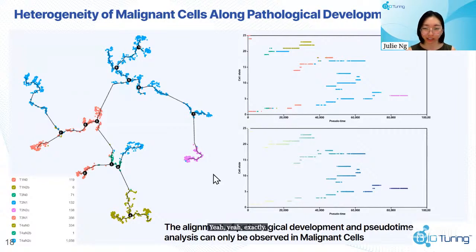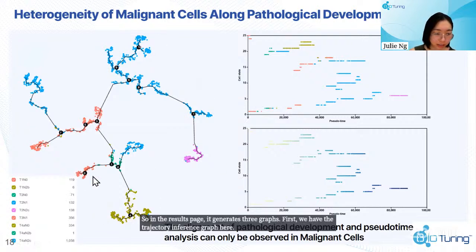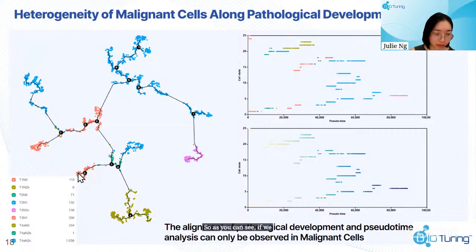So in the results page, it generates 3 graphs for us. We have the trajectory inference graph here. As you can see, if we chose this little cluster here, this is cell state 0, and then it defines a new cell state as the gene expression of these clusters of cells proximal to these other clusters of cells changes. So typically we have a different cell state at each branching point here. And then we can summarize this data in this graph format.